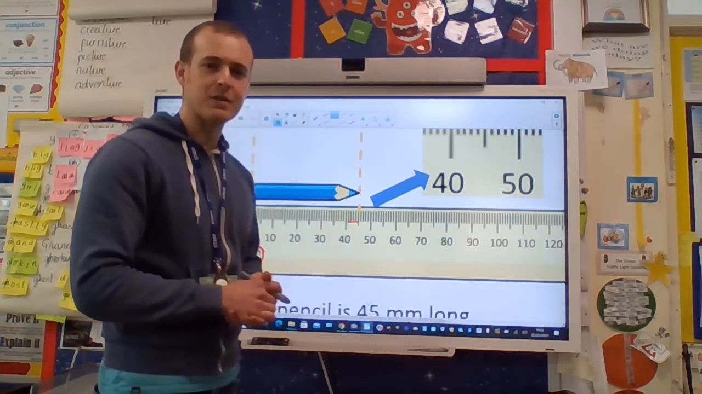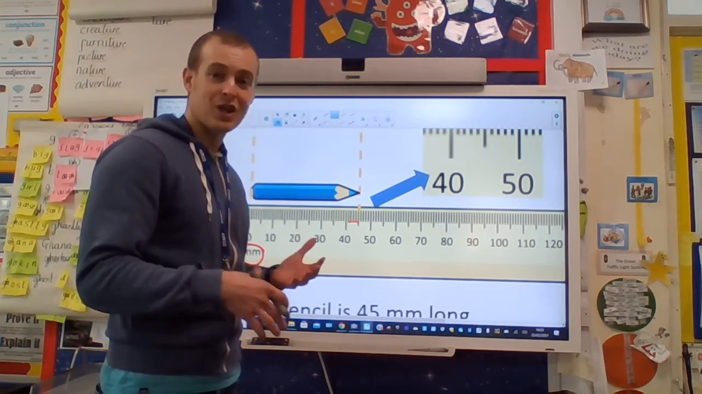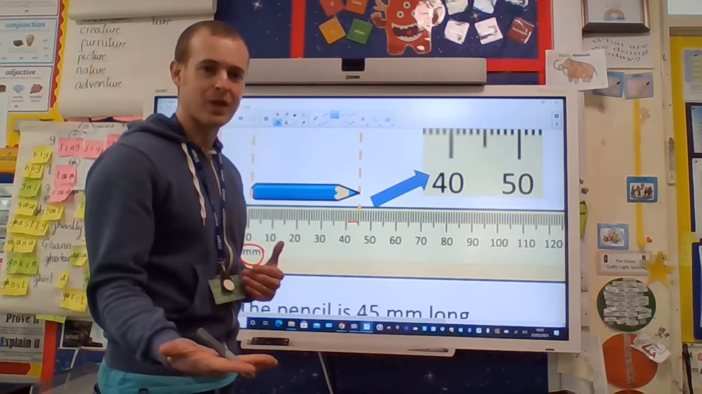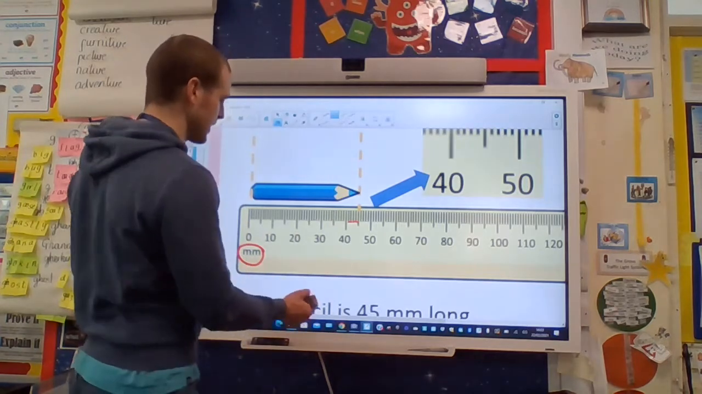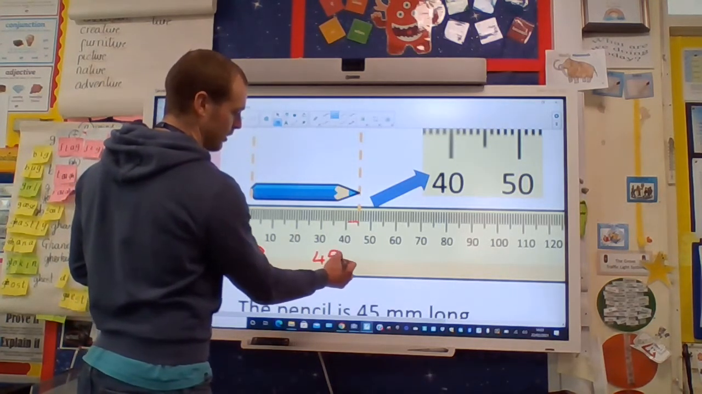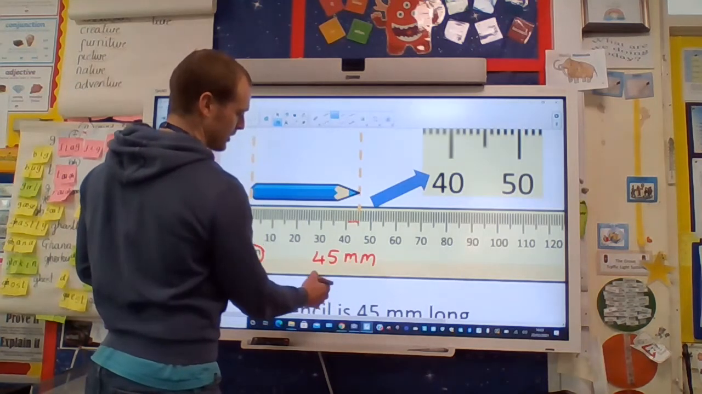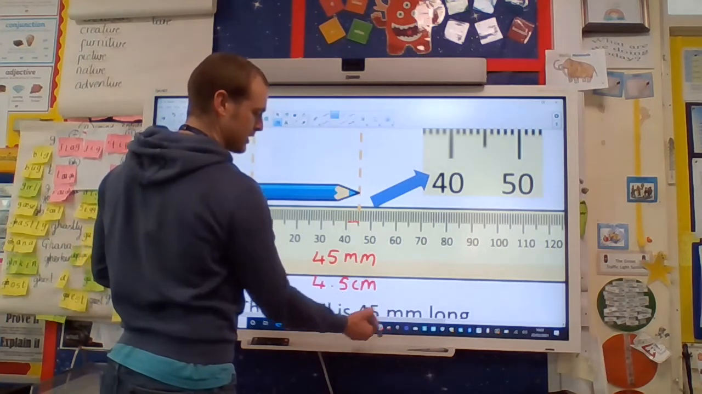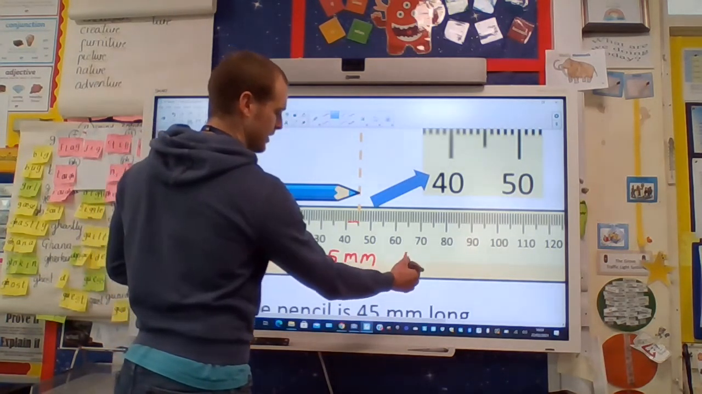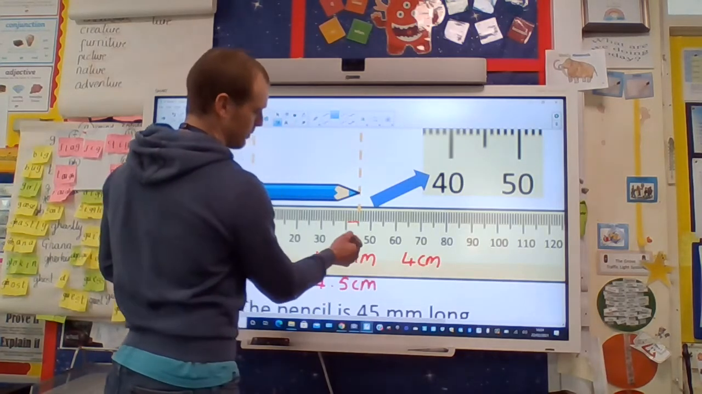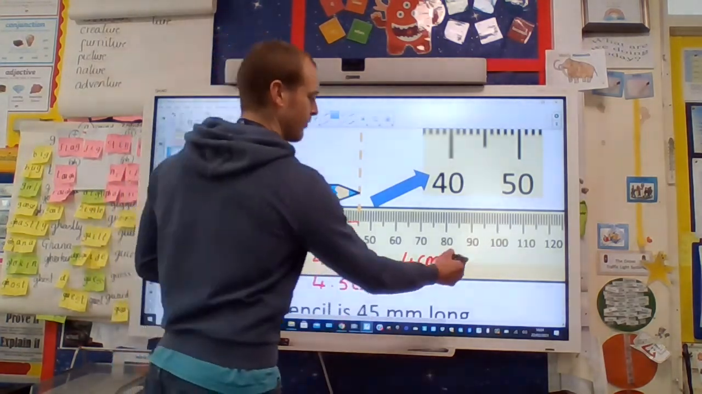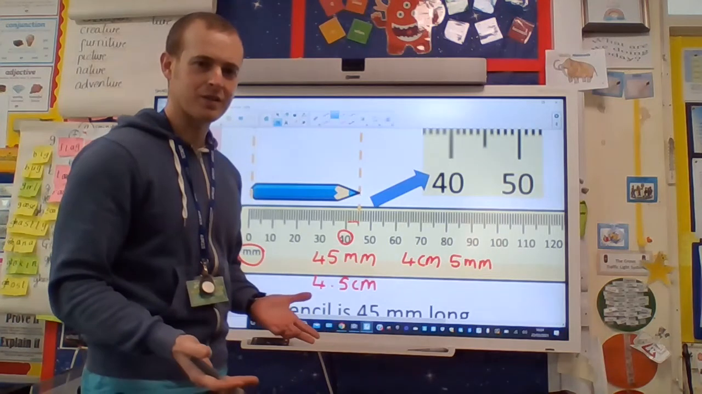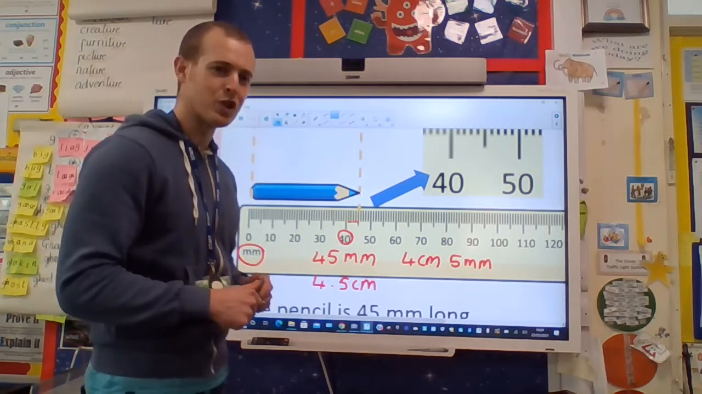And if we were going to write that as centimetres, we'd say it's 4 centimetres and a half, or 4 centimetres, 5 millimetres. Okay, there are 2 ways that you can write it. So we could say it's 45 millimetres long. We could say it's 4.5 centimetres long, or we could say it's 4 centimetres because it jumps to this point here, and 5 millimetres. So all of these ways are correct. Well done, boys and girls, you're doing a really good job.